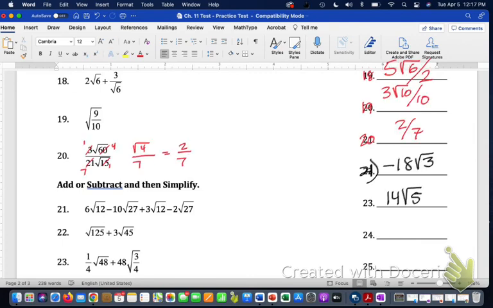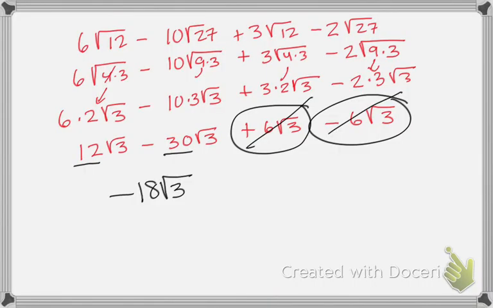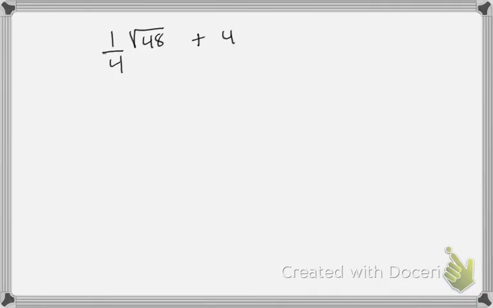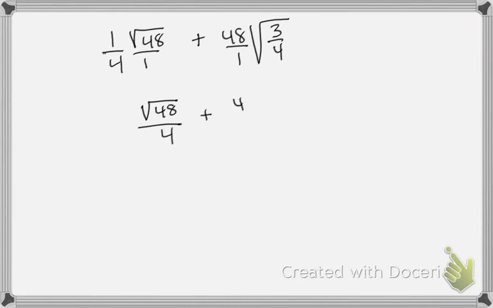23 is 1/4 rad 48. And then I have plus 48 rad 3/4. Okay, so I'm going to just multiply this out and put them all over. So we really have rad 48 over 4 plus 48 rad 3 over rad 4. Well, we know that this is going to be 2.